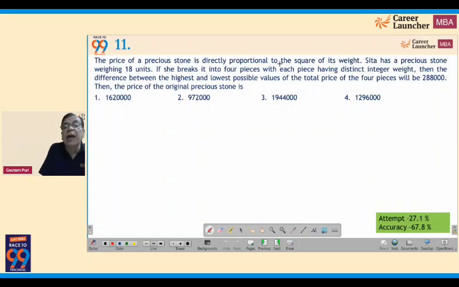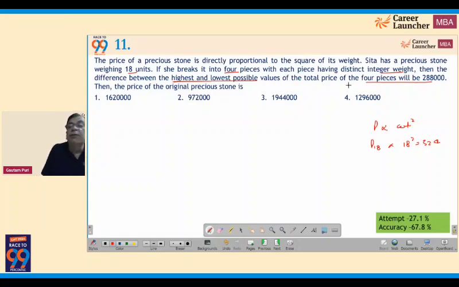Price of a precious stone is directly proportional to the square of its weight. So price is proportional to weight square. Sita has a piece weighing 18 units. So what is the price of this 18 unit? It will be proportional to 18 square, which is 324. If she breaks it into 4 pieces with each piece having distinct integer weight, then the difference between the highest and the lowest possible values of the total price of 4 pieces will be 288,000. What is the price of the original precious stone?